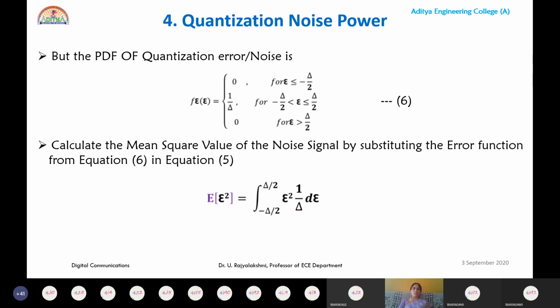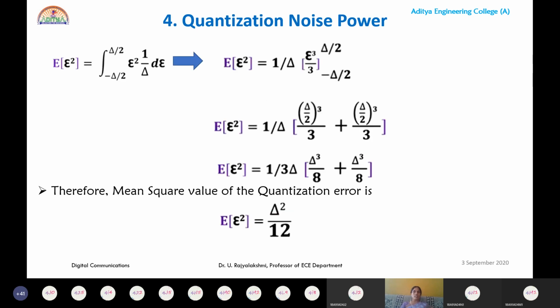Now we replaced f_E(e) as 1 by delta, and this 1 by delta is a magnitude which is independent of the integration. So take that 1 by delta outside the integral and get the integration of error e square de. Meaning, what is the integration of x square dx? It is equal to x cube by 3. So using that expression, let us move to the next slide.